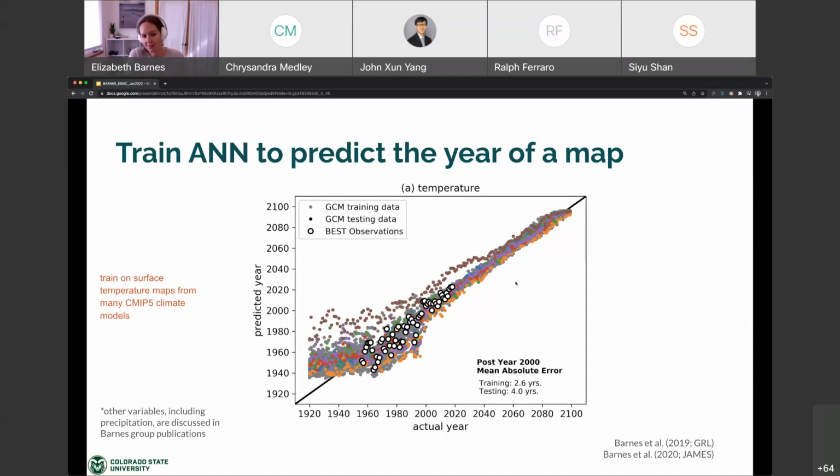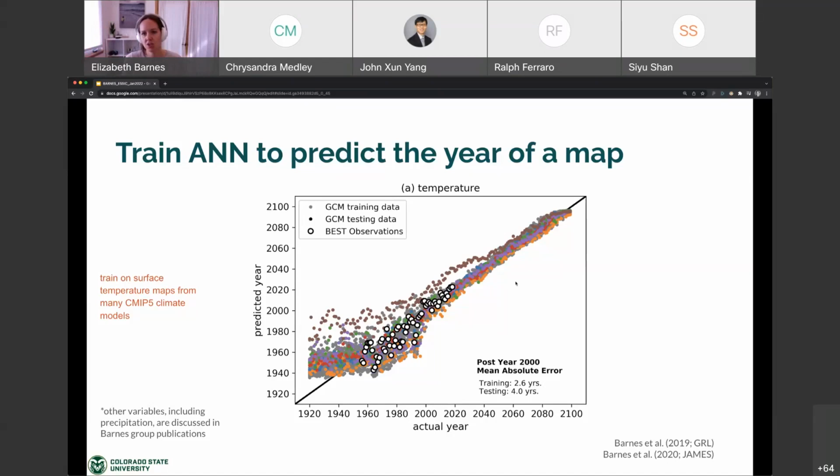And it isn't until about the 1970s or so that it catches on to global patterns of forced change that are consistent across all the models and says, oh, I know what year it is now. After that, you see that the data falls very nicely, generally along the one-to-one line as you go out to 2100, when the forced change in the climate models is very large.